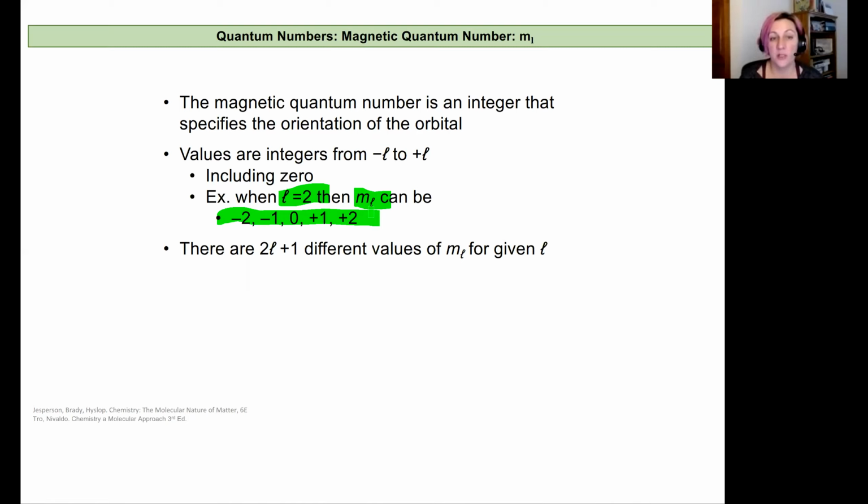So that means that there's always 2L plus 1 different values for m sub L, because that plus 1 comes from the addition of the 0 integer into our calculation of the number of possible magnetic quantum numbers that correspond to every single type of orbital shape characterized by a quantum number of L.